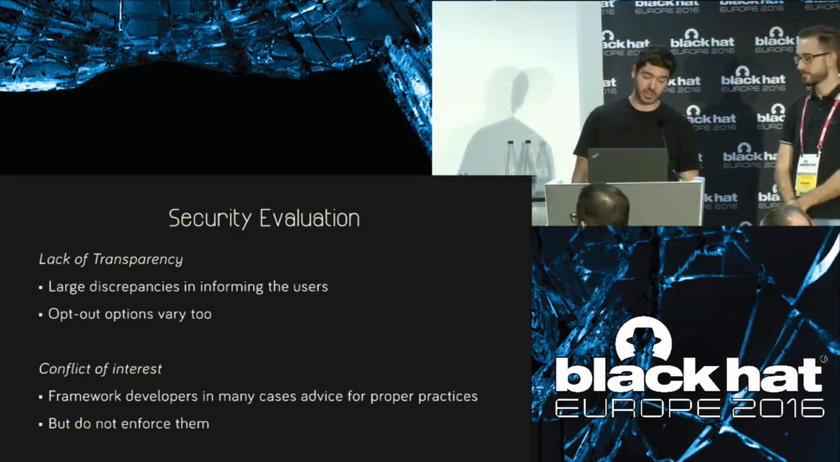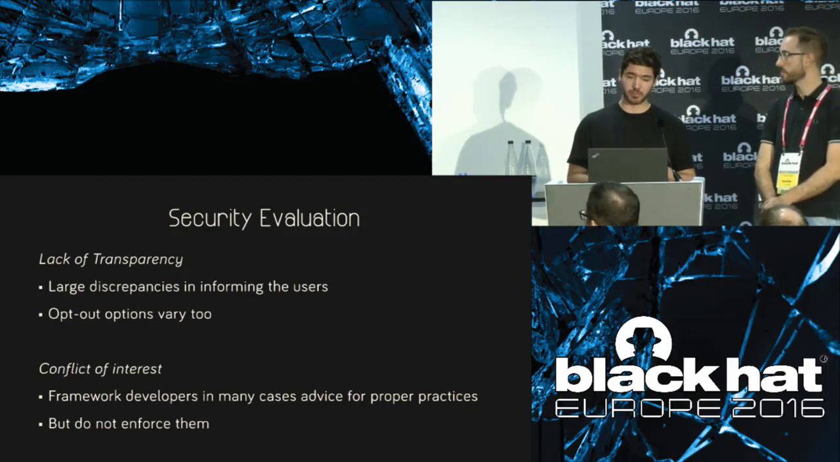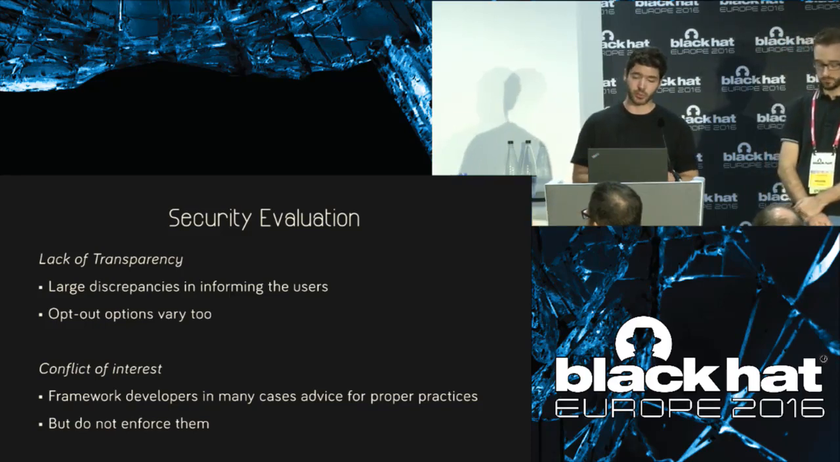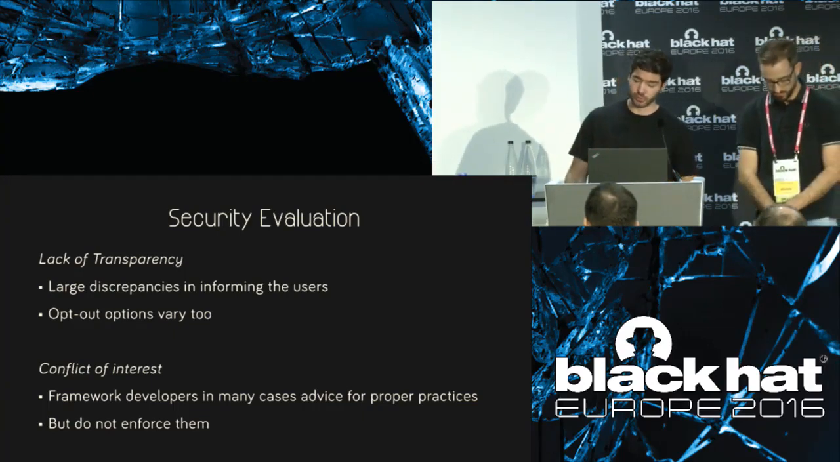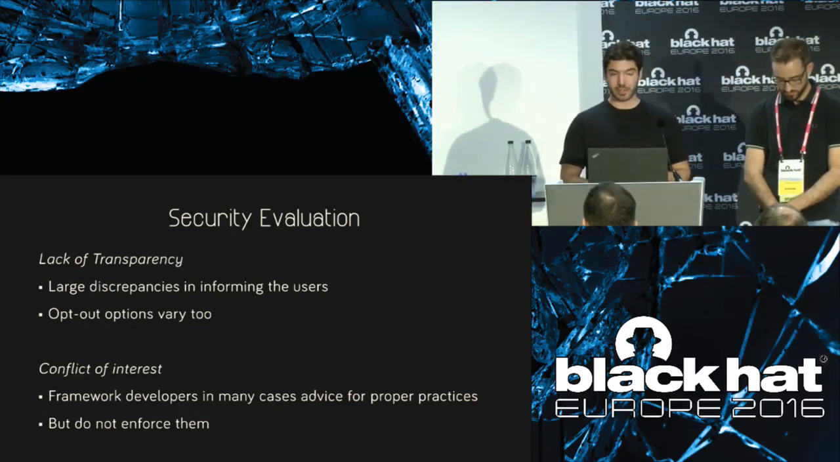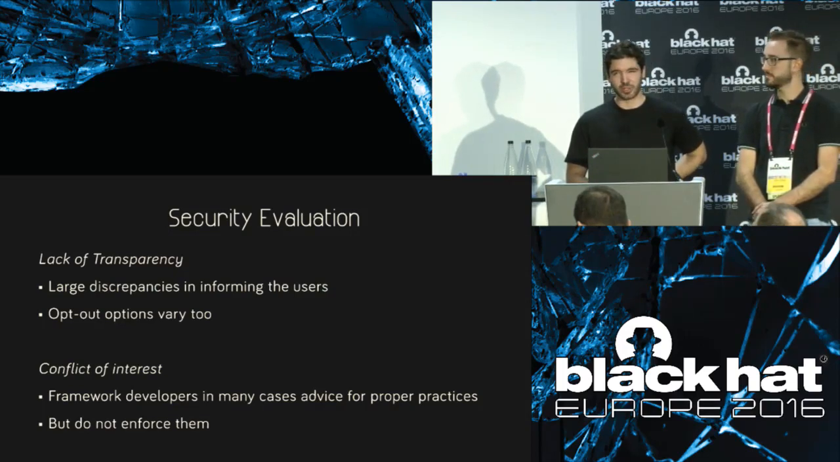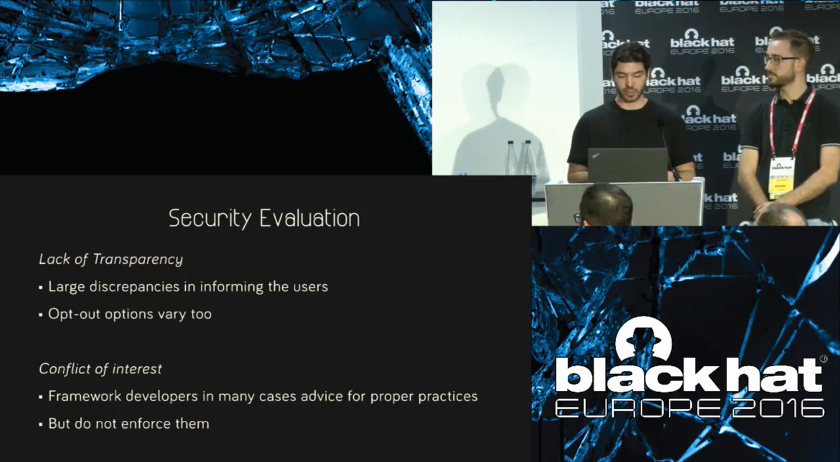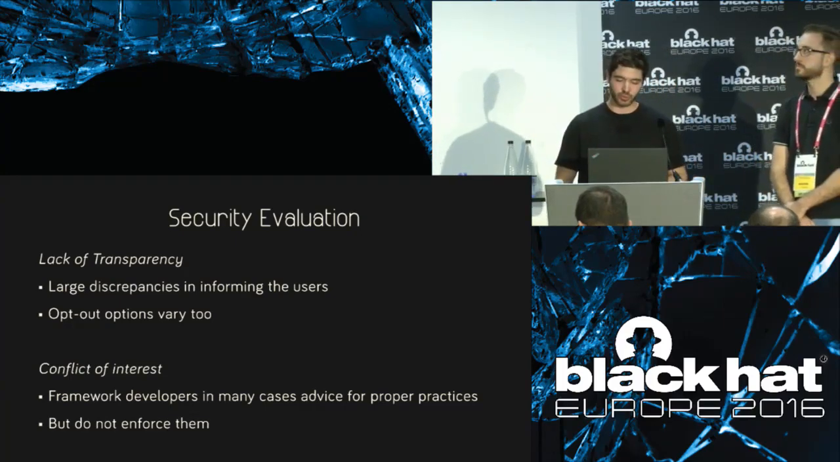The fourth problem is the lack of transparency. We observed large discrepancies between the strategies that the companies and the apps are following when it comes to informing the users. Some companies were doing a better job, some were not doing a good job at all. The same thing we observed when it comes to opt-out options, which also vary a lot. It's also interesting that framework developers are in a strange position, because they advise their customers who want to embed the framework in their applications to follow proper practices, but they don't do much to enforce proper practices.